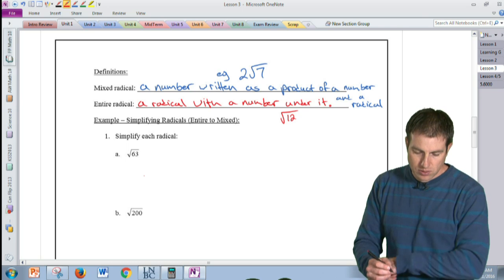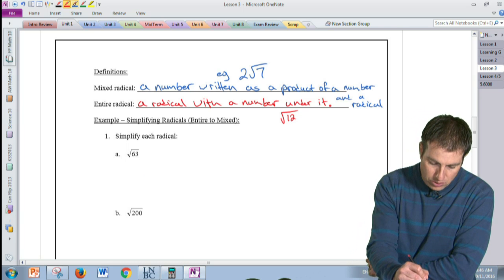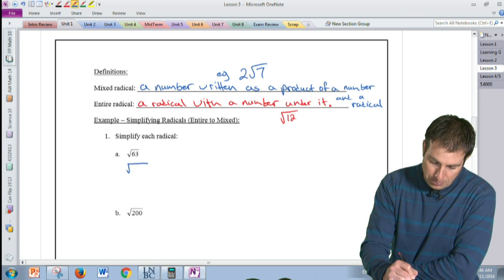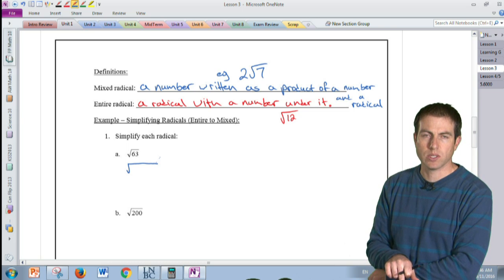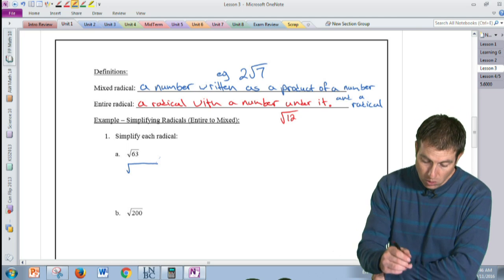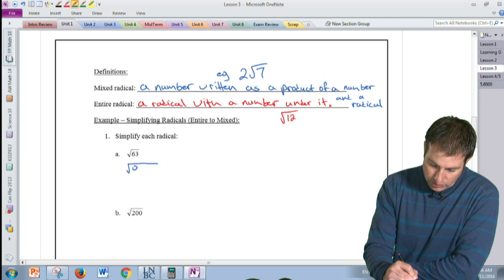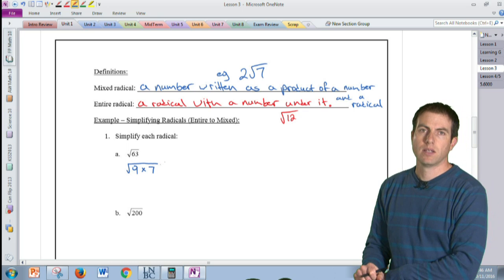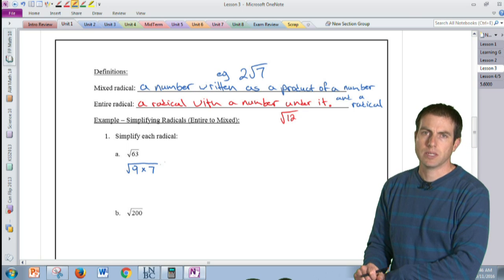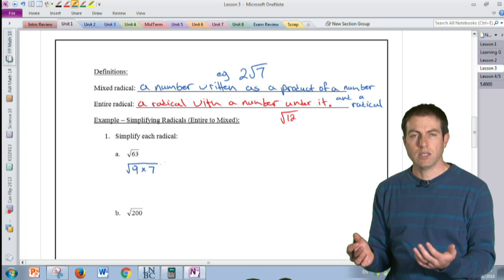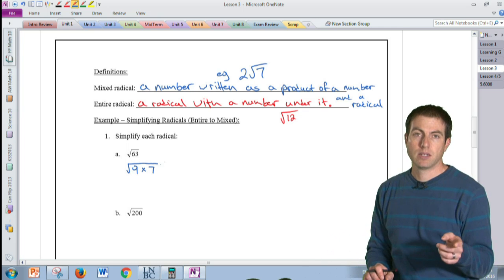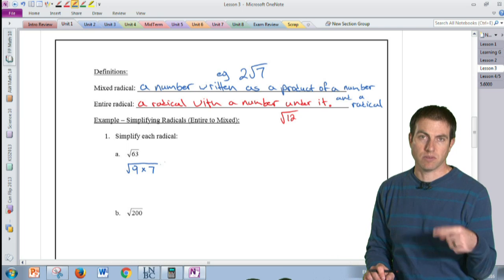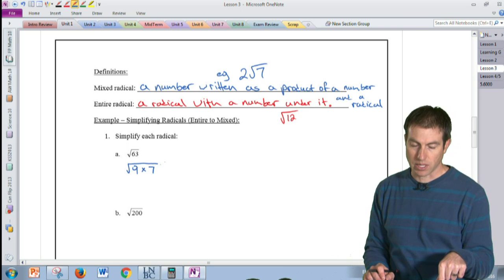So instead of writing this as 63, I'm going to make a big radical and think, what are the perfect squares that go into 63? I know that 9 is a perfect square, and 9 times 7 gives me 63. So 63 is not a perfect square, but there is a perfect square that will divide into 63 a whole number of times.